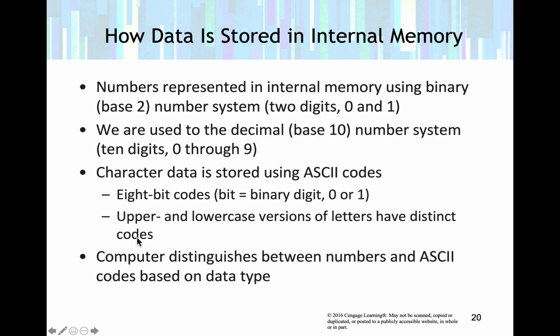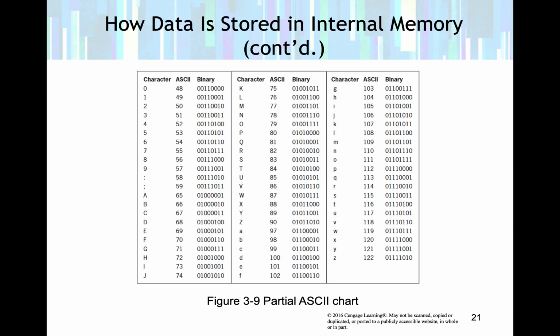Upper and lowercase versions of letters have distinct codes, and the computer distinguishes between numbers and ASCII codes based on data type. So let's take a look at what that looks like, because it's probably confusing. Here's a chart that you'll always see in every programming book. It has 0 through 9, colon, semicolon, capital letters, and lowercase letters.